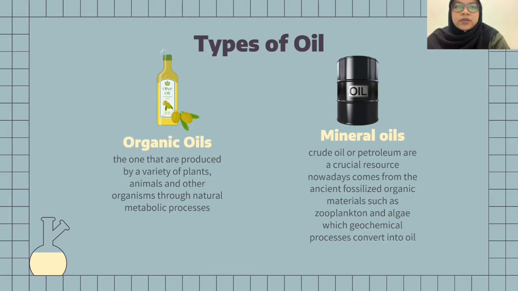There are two types of oil. The first one is organic oils, which are produced by a variety of plants, animals and other organisms through natural metabolic processes. The next one is mineral oil, such as crude oil or petroleum, which is a crucial resource nowadays that comes from ancient fossilized organic materials such as zooplankton and algae, which geochemical processes convert into oil.